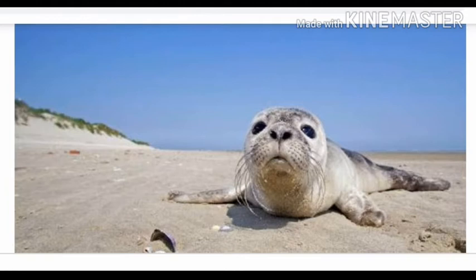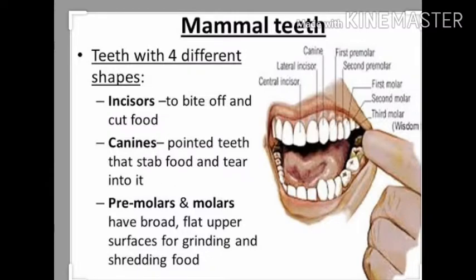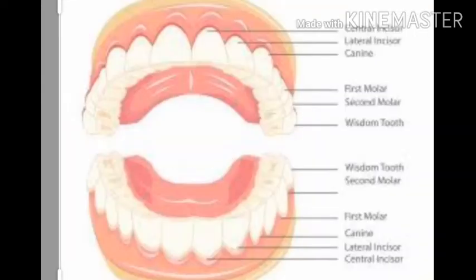Homodont dentition is seen in dolphins, seals and walruses. All teeth are similar in size and shape. In heterodont dentition, seen in most mammals, the teeth differ in size, shape and activity. In heterodont dentition, four types of teeth are present: incisors, canines, premolars and molars.